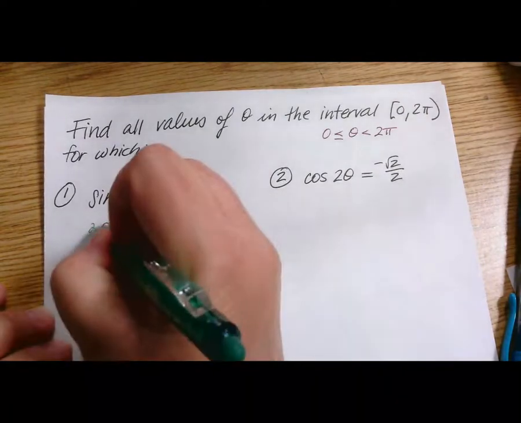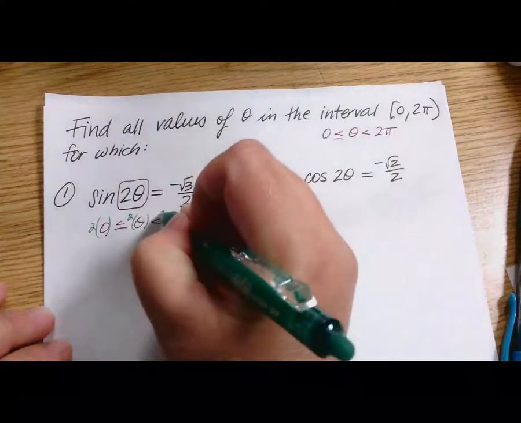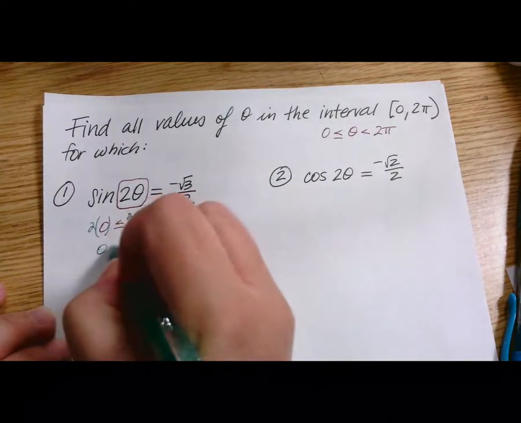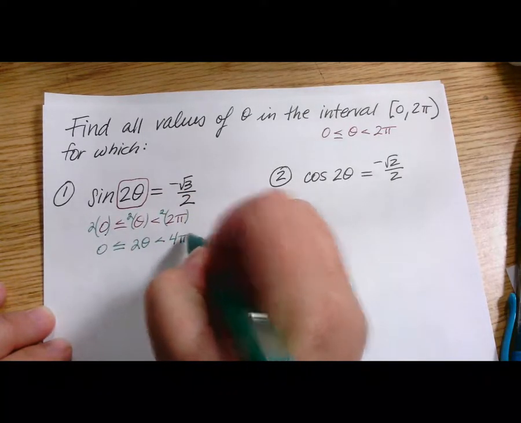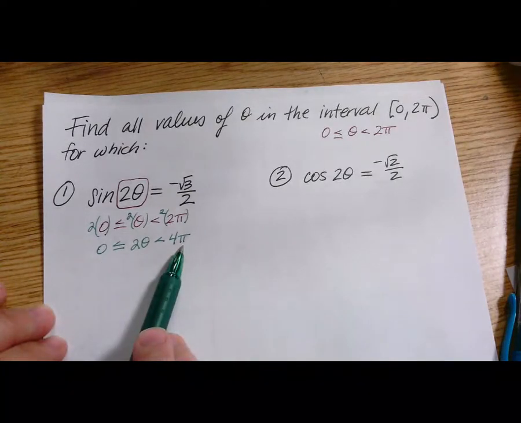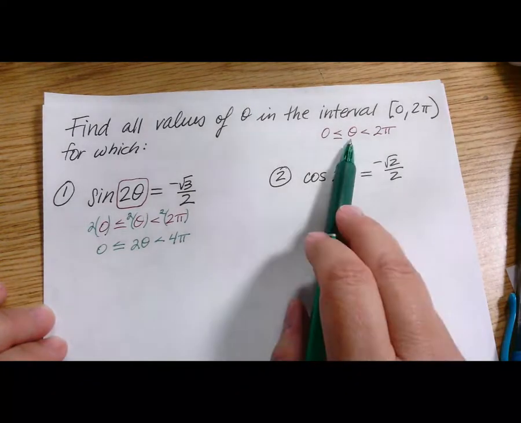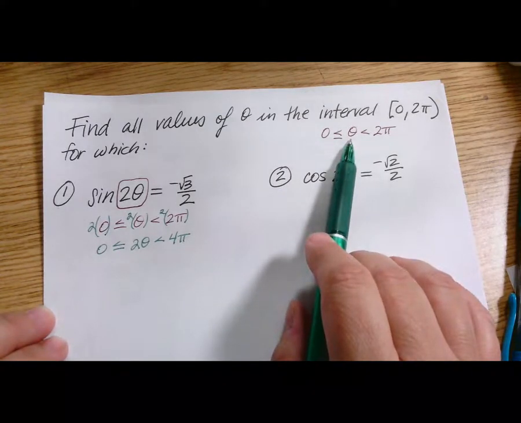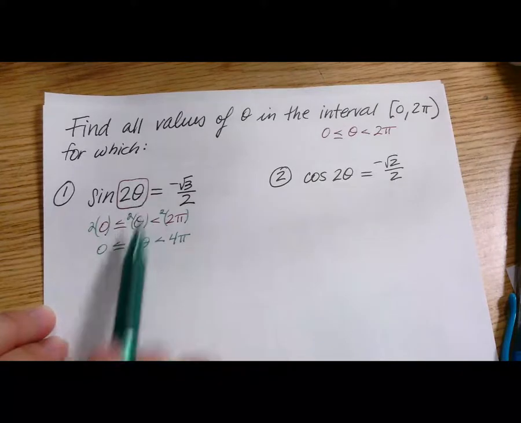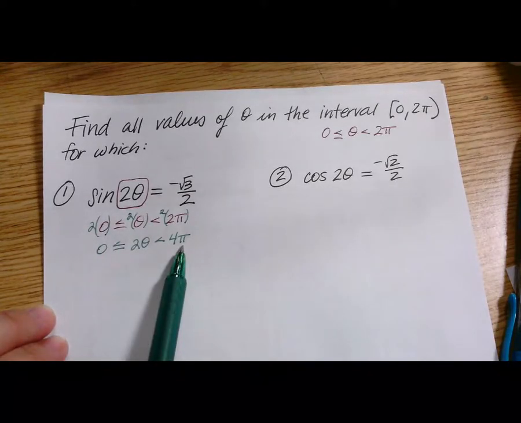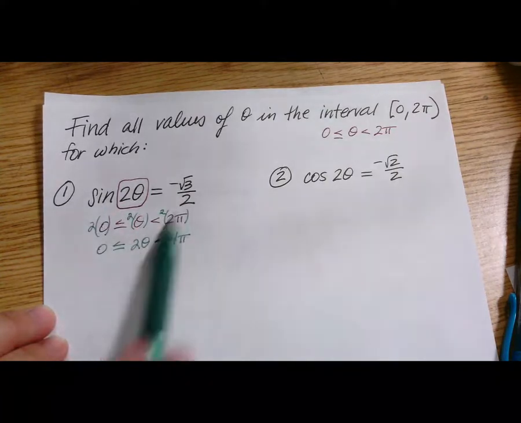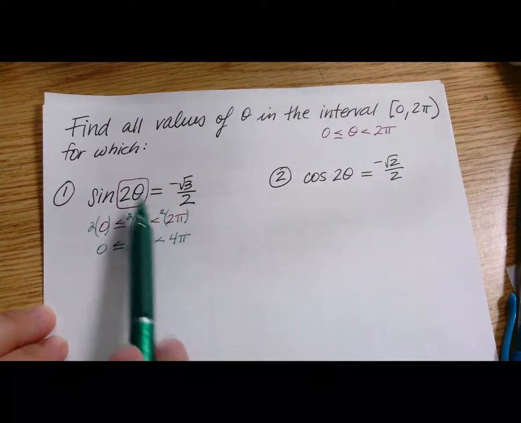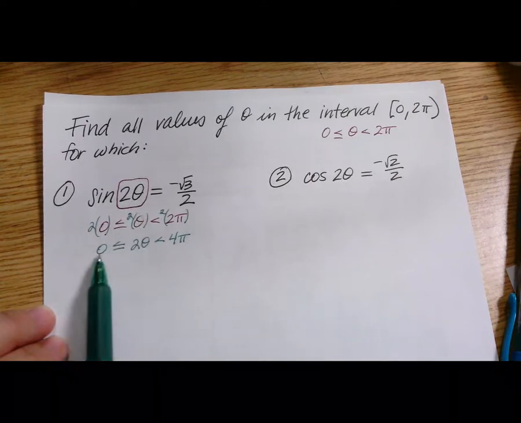In other words, 2 times 0, 2 times theta, 2 times this. So this says that 2 theta is between 0 and 4 pi. In other words, if we want theta to be between 0 and 2 pi, then 2 theta, which is what we're dealing with right now, has to be between 0 and 4 pi. So we are finding all values for which the sine is negative square root of 3 over 2, all the way up to 4 pi, because right now we're dealing with 2 theta.